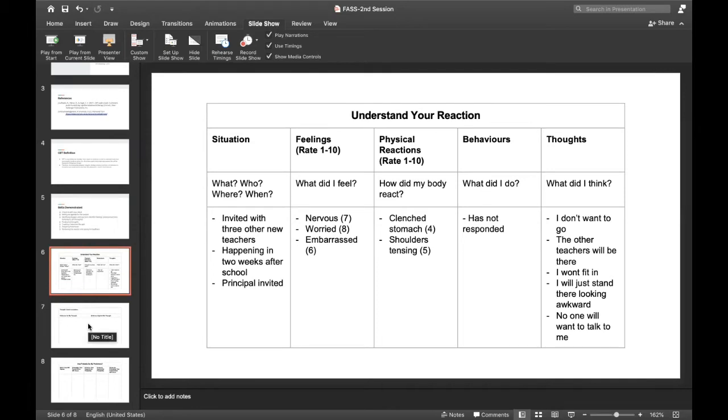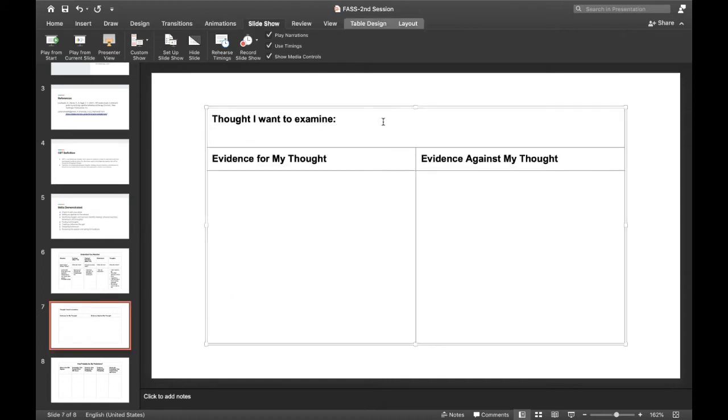Okay, I want to start with looking for evidence that supports your main thought that no one will want to talk to me. Can I screen share another chart that we can work on? Sure. Okay, so I'm going to add that to here for the thought I want to examine. And now, what makes you think that this might be true? Well, I know that I'll feel anxious when I go to the barbecue.